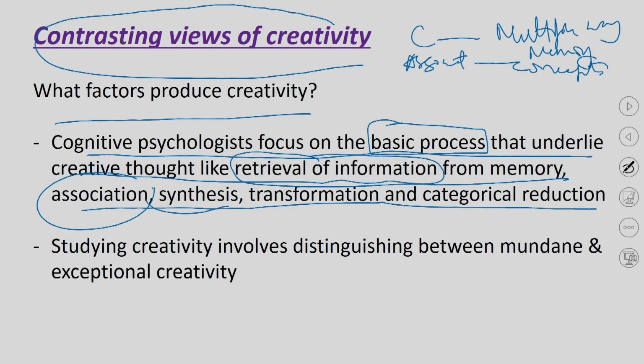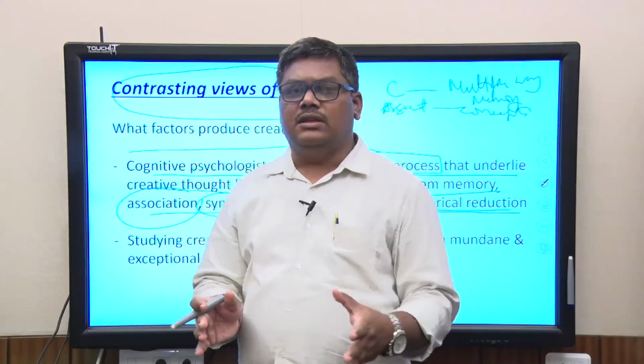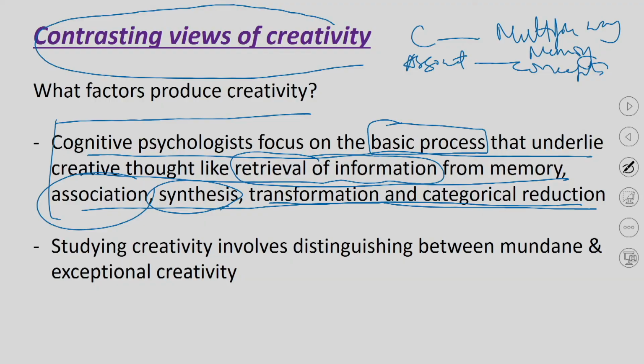Then synthesis. Creative people can understand not only concepts, but can also transform these concepts to come up with newer concepts. So, synthesis is coming up with new ideas, and transformation is transforming concepts and knowledge, and categorical reduction is reducing information based on categories to come up with newer solutions. So, this is how creativity was defined by cognitive psychologists.